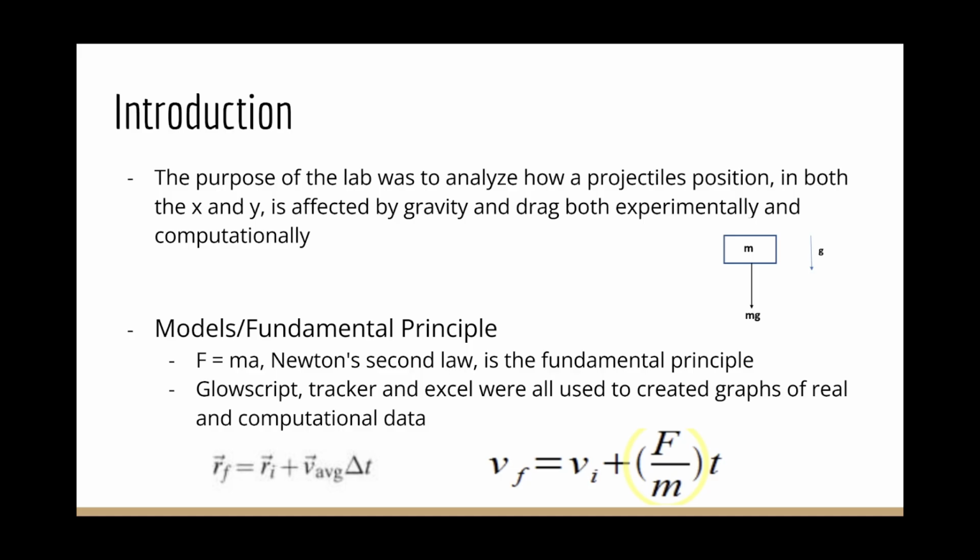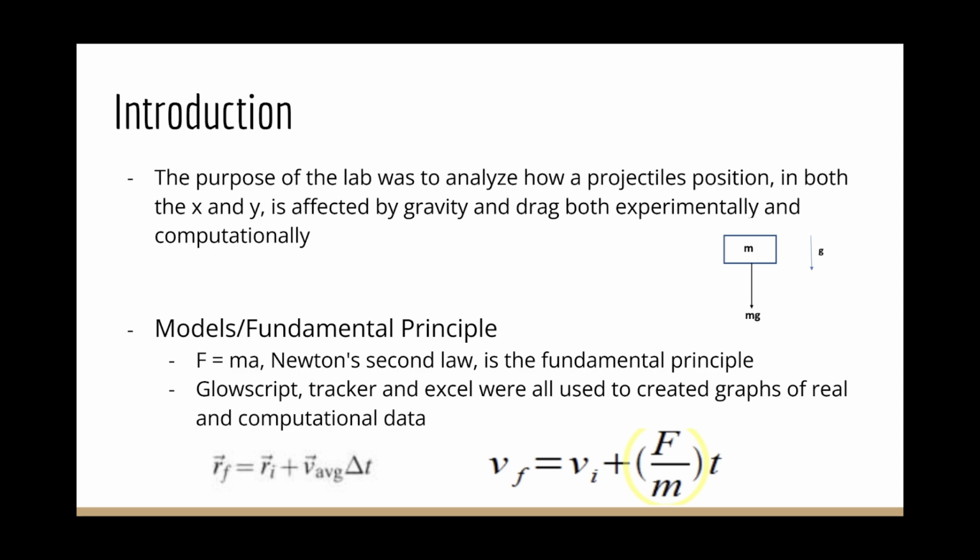Introduction. The purpose of this lab was to analyze how a projectile's position in both the x and the y direction is affected by gravity and drag, both in an experimental sense and in a computational sense. So this basically just meant that we threw a paper ball, we had experimental data, and then we made a computational model of the same experiment and compared the two sets of data.